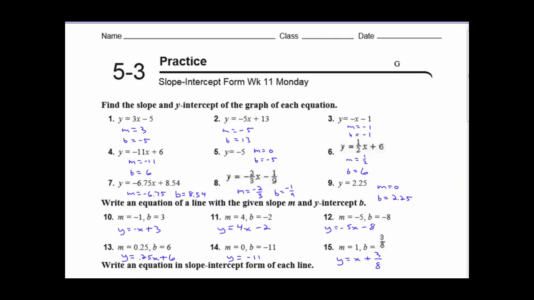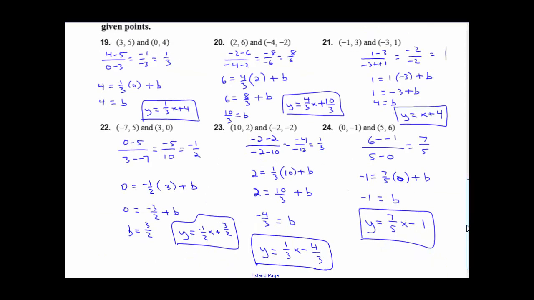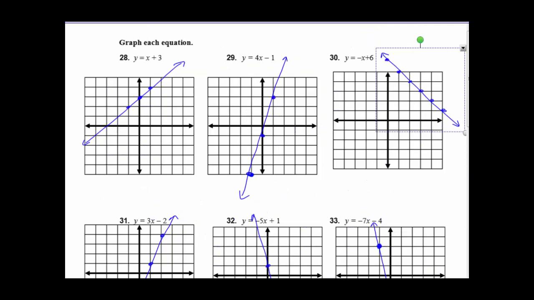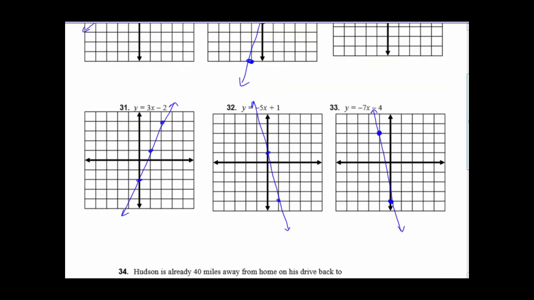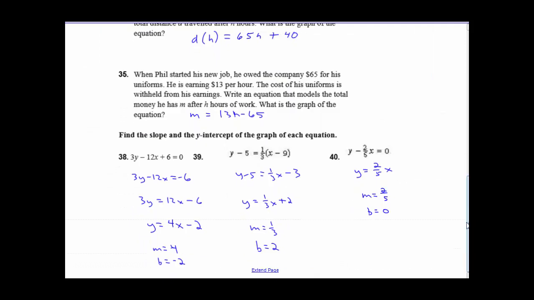Here's a couple answers from the first part. So 1 through 9 and 10 through 15. 16 through 21. And 22 through 24. Here's 28, 29, and 30. 31, 32, 33. Don't be falling asleep on me. 34, 35, 38, 39, and 40. I'm leaving you in the dark on a couple of the other ones.